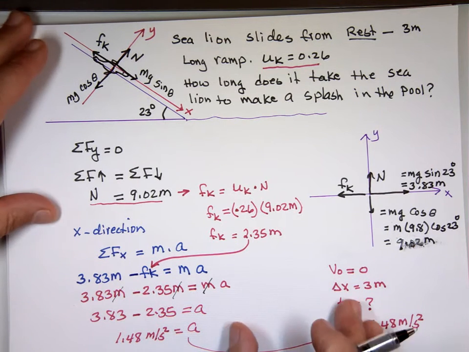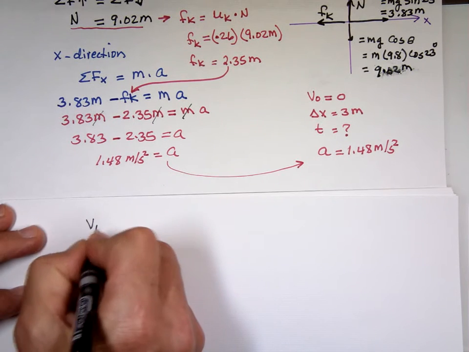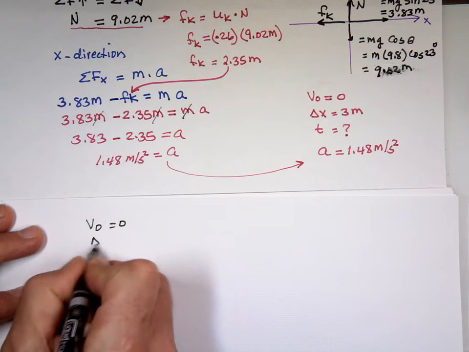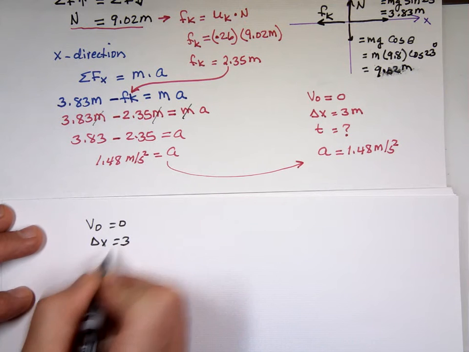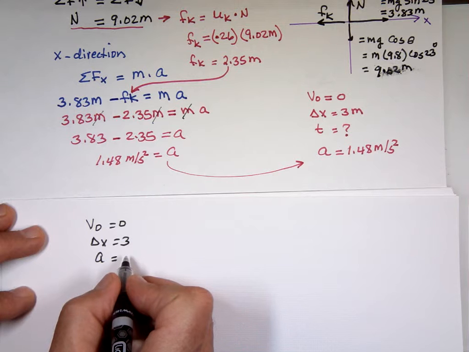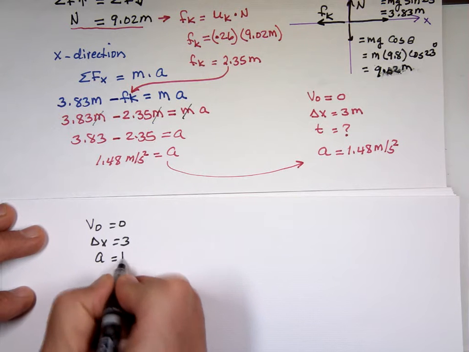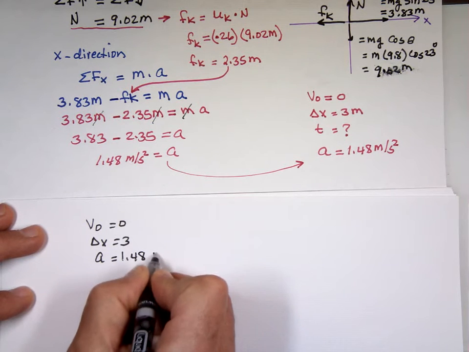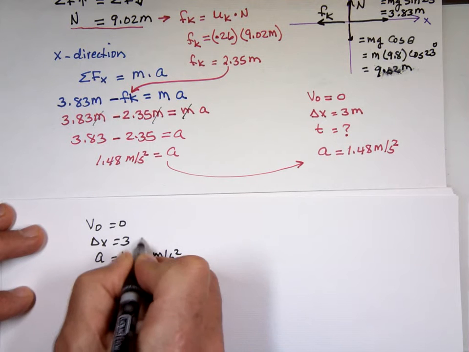So let's see. I know V0 being 0. I know delta x being 3. I know the acceleration is 1.48 meters per second squared. And I'm looking for the time.